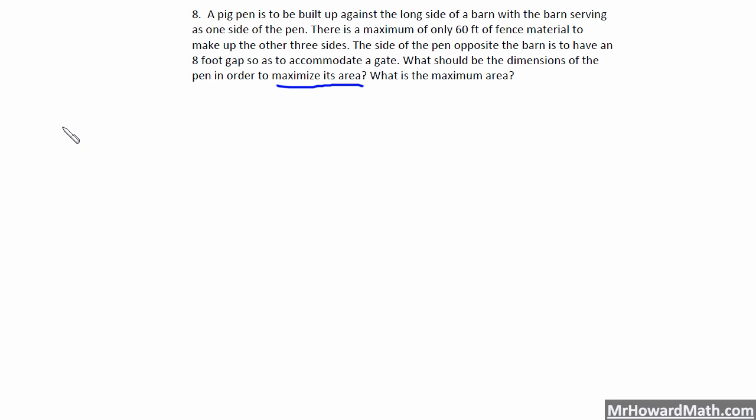Okay, so let's draw a picture. It's always a good idea. So we have the barn right here. So we have our other three sides like this. I'm going to leave room for that gate that it talked about. So this is an 8-foot gate here. This whole side is length. We'll put width here and width here. Okay, so there is our picture.